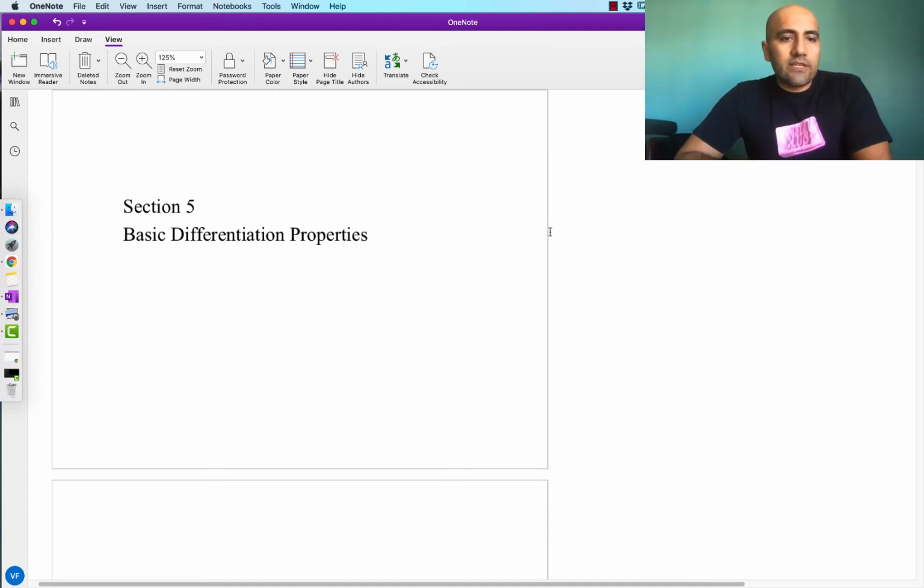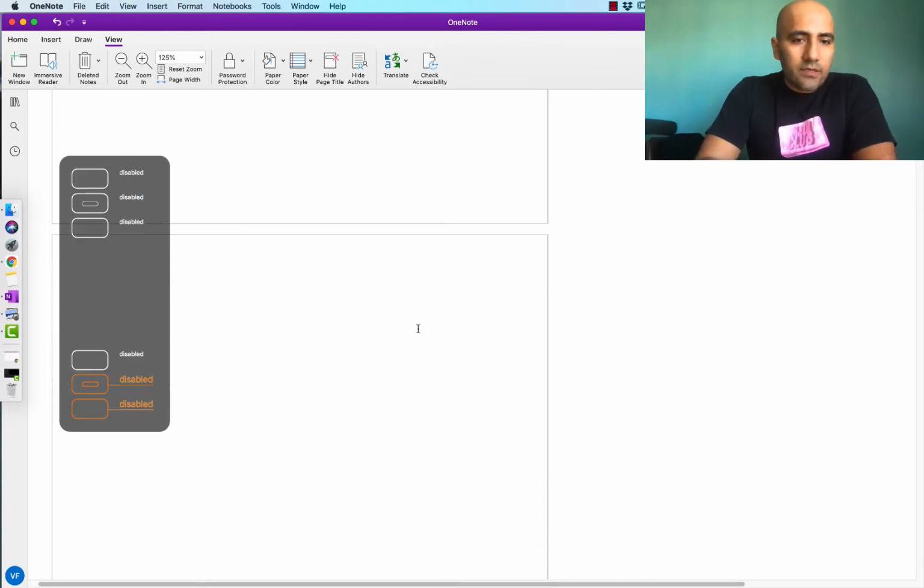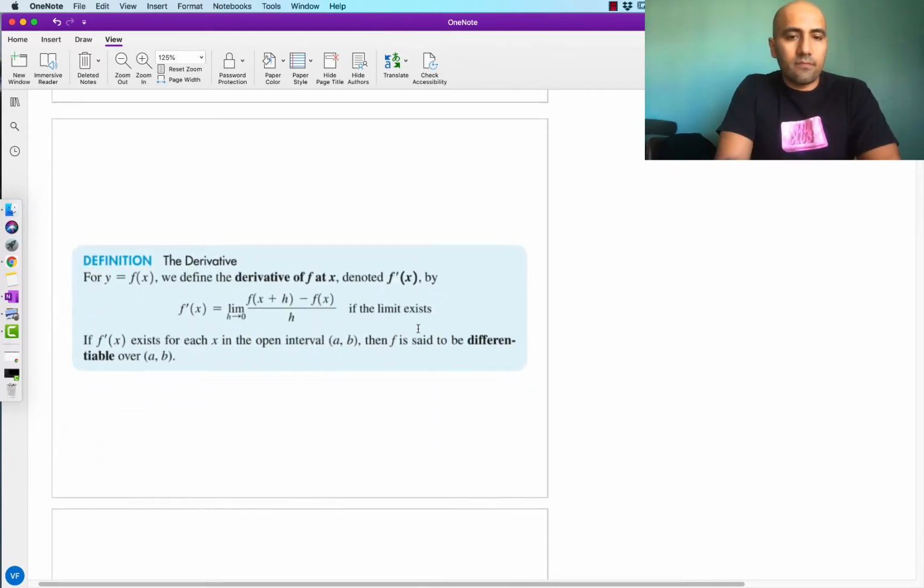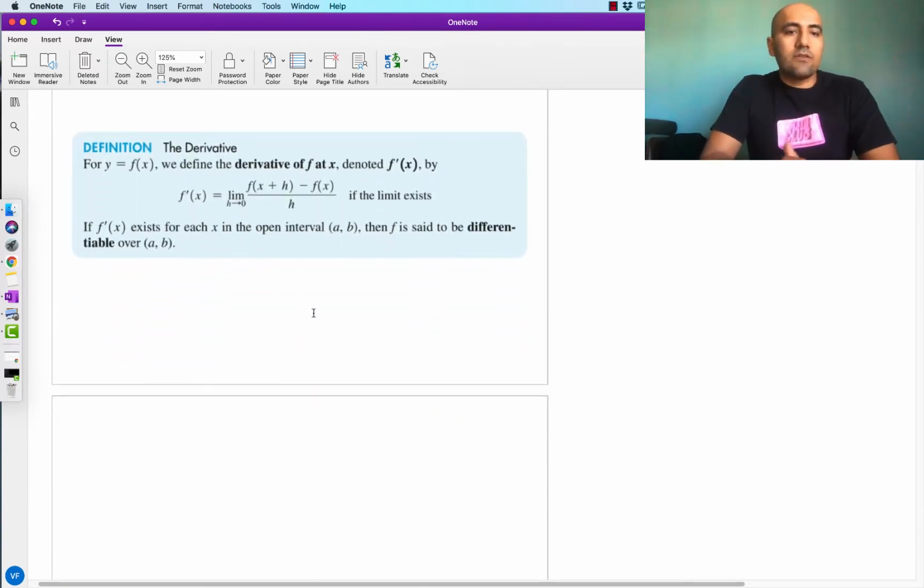Okay, Chapter 2, Section 5, Basic Differentiation Properties. In the previous section, we learned about our derivative. So here it is. Here is the official definition of a derivative.